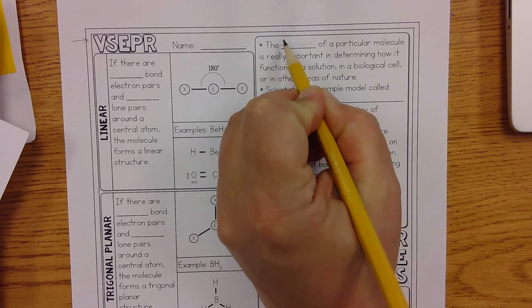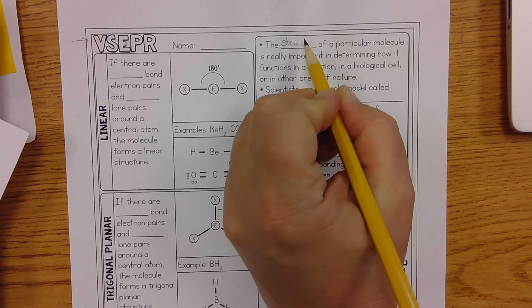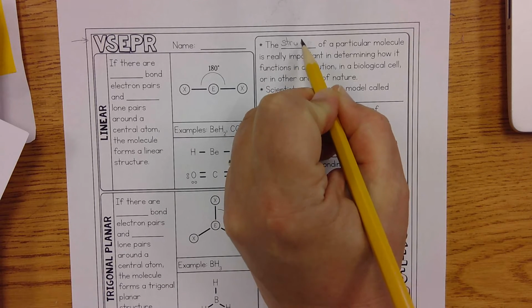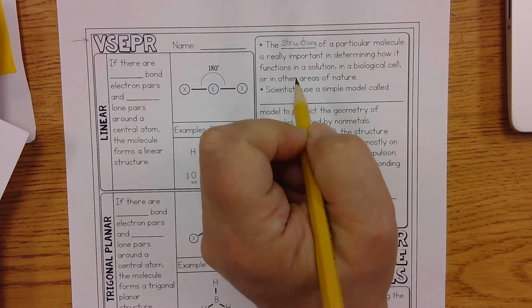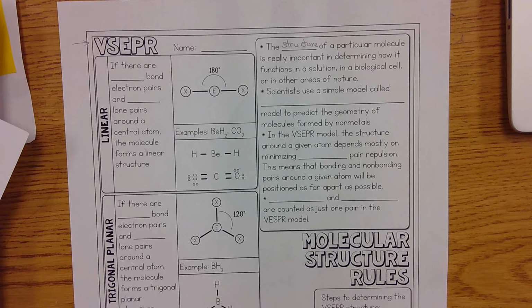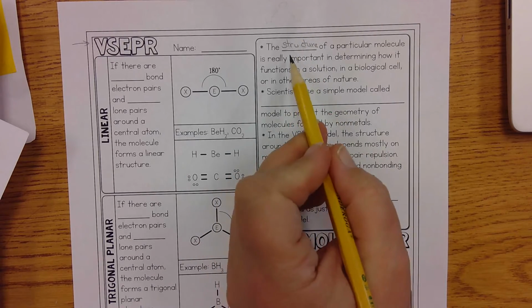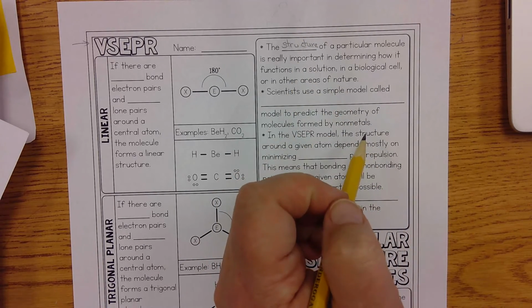But the structure of particular molecules is incredibly important in determining how they function. Like, take water, for example. We've talked about the polarity of water and how that means that it will dissolve a lot of things and that gives it its surface tension. We've talked about how soap breaks that up, different things. But that would not happen if water wasn't shaped the way it was.